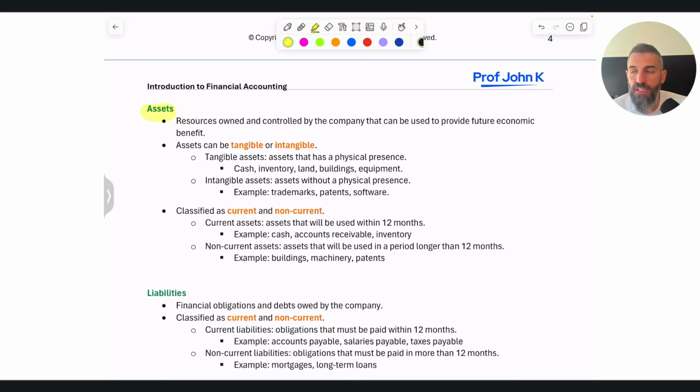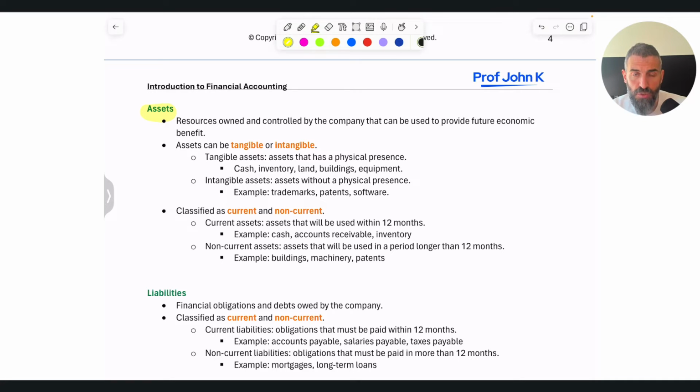Assets are basically any resource that is owned or controlled by the company that can be used to generate future economic gains or future revenue. Something that belongs to you, the company, that you will use to create income for yourself in the future. For example, a building, a truck, machinery, cash. Cash is an asset. Anything that is of value and is owned by the company is called an asset. And we have several little categories to understand.